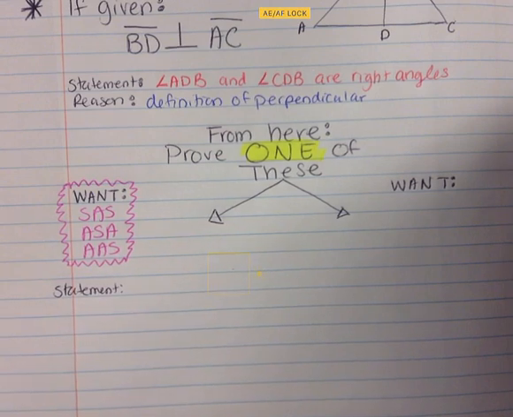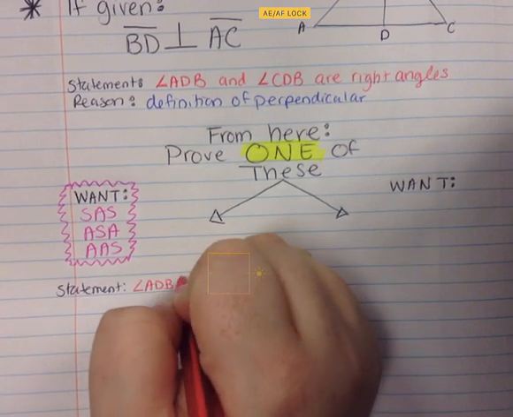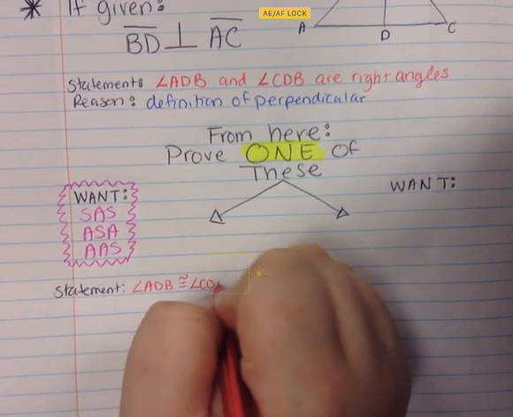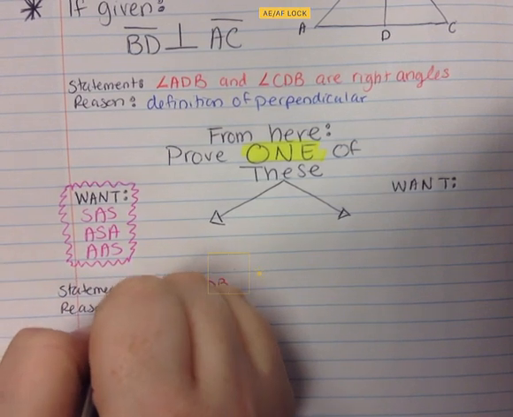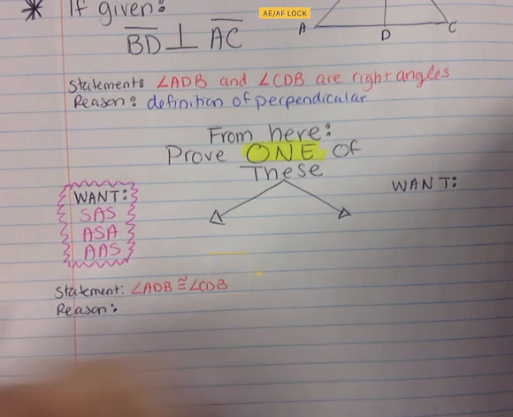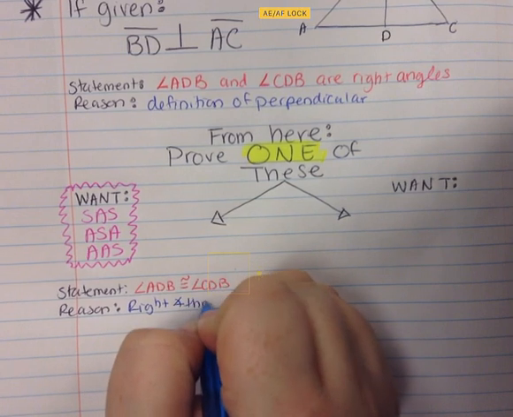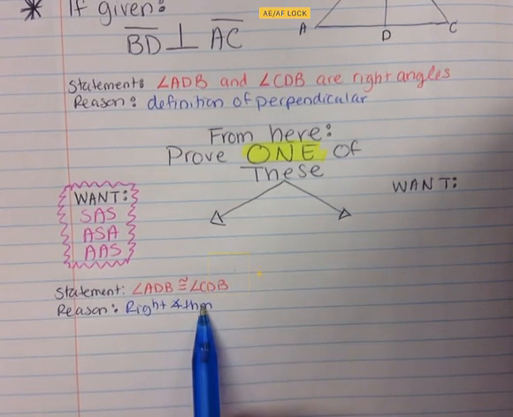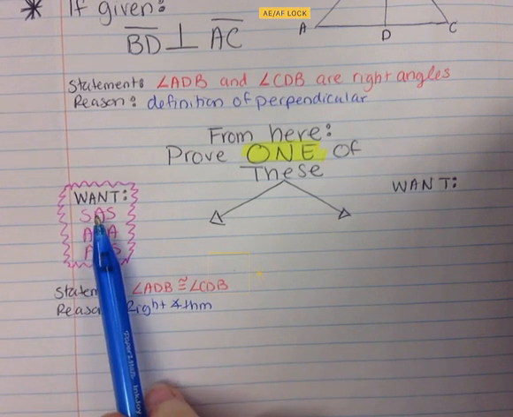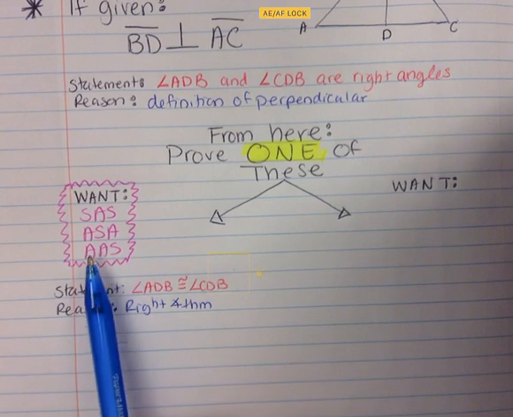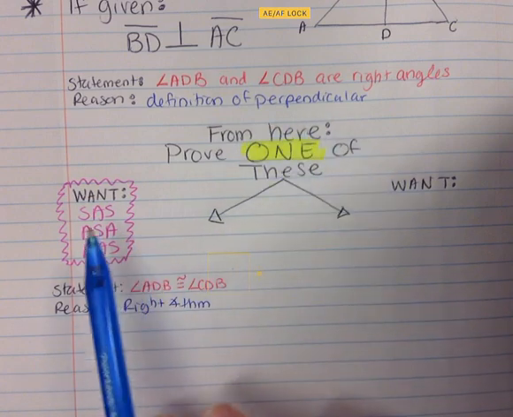will be that angle ADB is congruent to angle CDB, and your reason for that will be the right angle theorem. Because that states that all right angles are congruent. I put THM for theorem, so right angle theorem. That's if you're wanting to prove side angle side, angle side angle, or angle angle side. Obviously, you're not going to try and prove side side side because of angles, so that's why I left that one out.